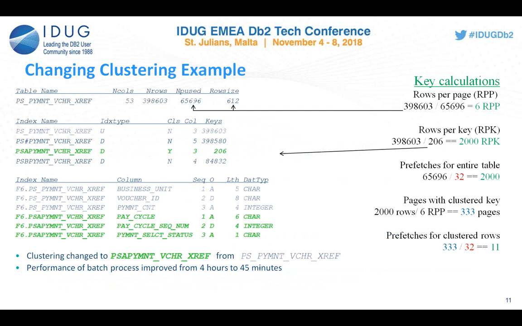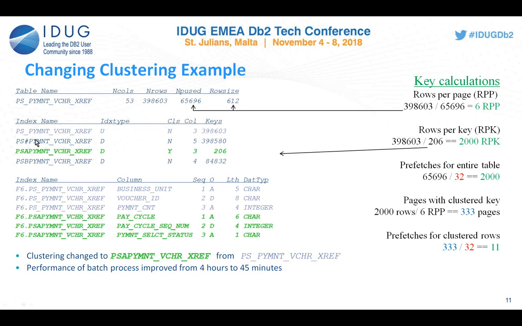Here's a good example I have going back many, many years, but it still holds true. I tried to put little arrows in to explain things. This table was relatively new, but it was already starting to show performance problems. We had 400,000 rows in the table, a prefetch size of 32, and based on the number of pages used and the row size, we ended up with a calculation of 6 rows per page, based on 400,000 rows on 65,000 pages with a very long row size.